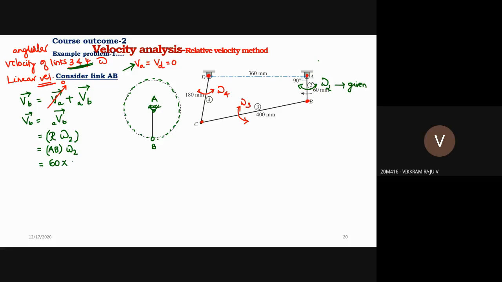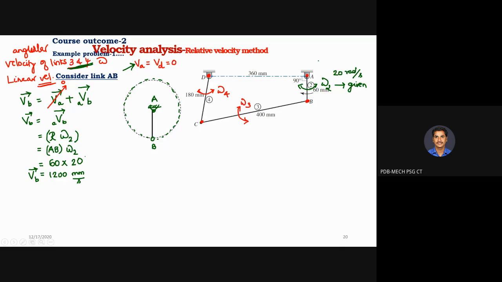How much is omega 2? It is not 90, it is 20 radians per second, as given in the problem itself. So 60 into 20 is 1200, and the unit is mm per second. What is this? It is the velocity of point B, or otherwise the absolute velocity, because we are finding the velocity of B with respect to a fixed point.